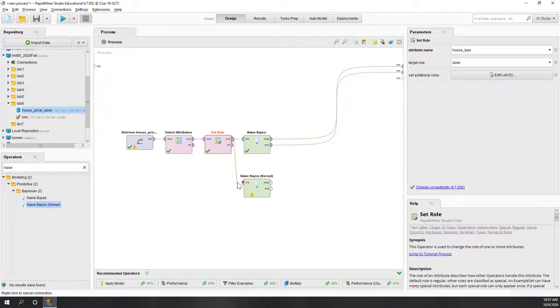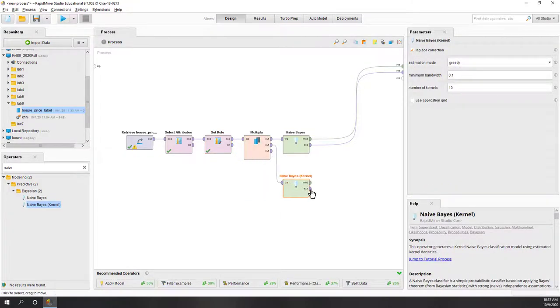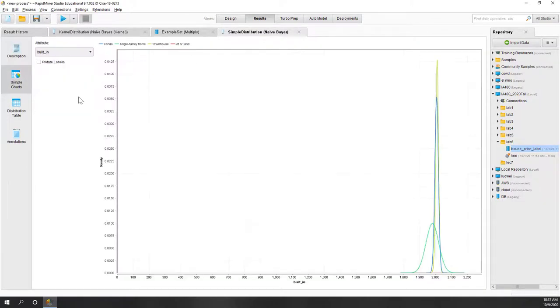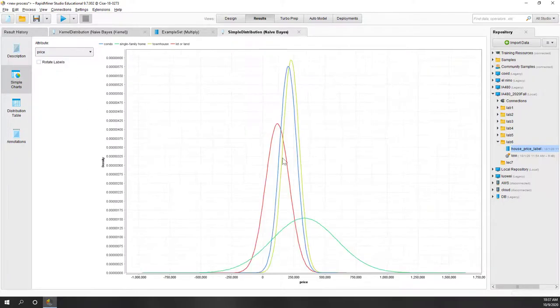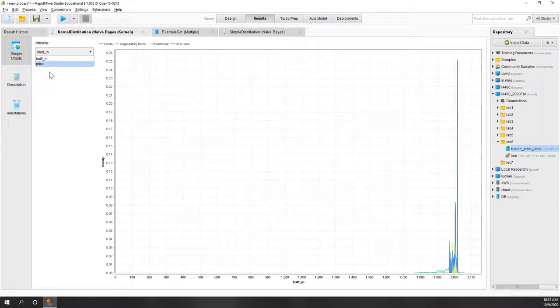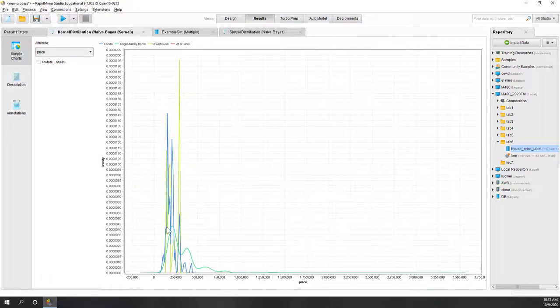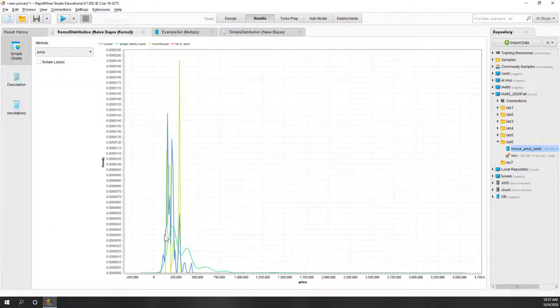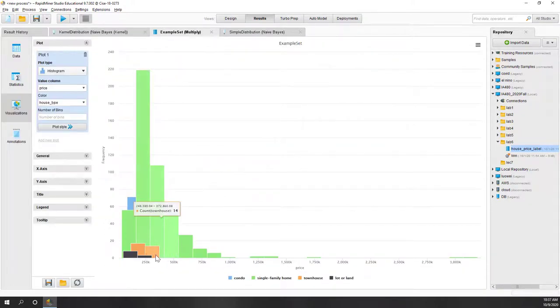Okay, so let's report both results. And you can see that's the kernel naive Bayes. If you compare this one against the normal distribution, let's look at the price. So that is the normal distribution for the price. However, in the kernel naive Bayes, you can see the estimation is much more like the real data. So if we look at the real data, okay, you can see the distribution is much more like the real data. So that means accuracy will be higher, and also potentially there will be a more serious overfit issue.